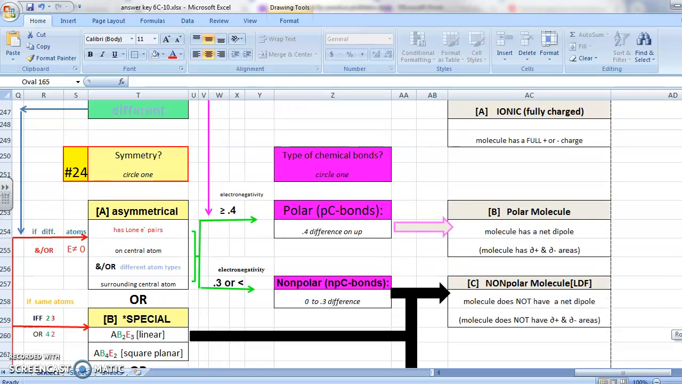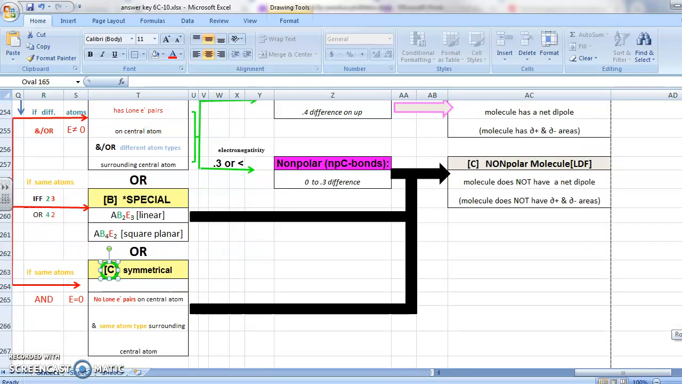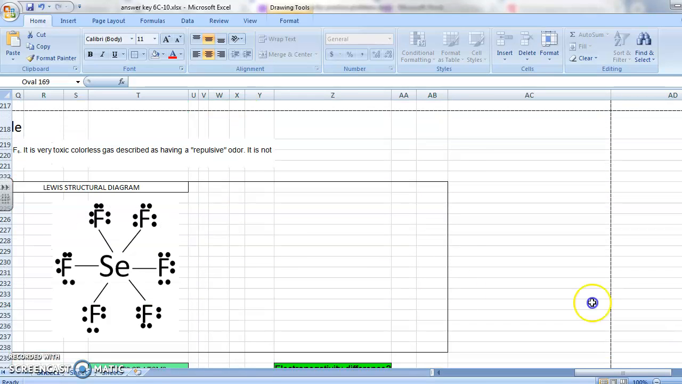So question number 25. What's the strongest intermolecular force on this one? It is a nonpolar molecule, which means it can only have London dispersion forces. Nonpolar means that there is no net dipole. There are no partial positives or partial negatives on this molecule. A London dispersion force isn't a full dipole, where there are actual partial positives and partial negatives.